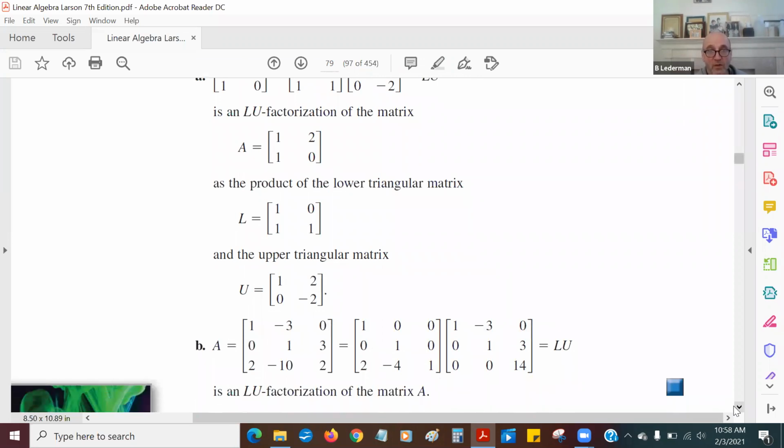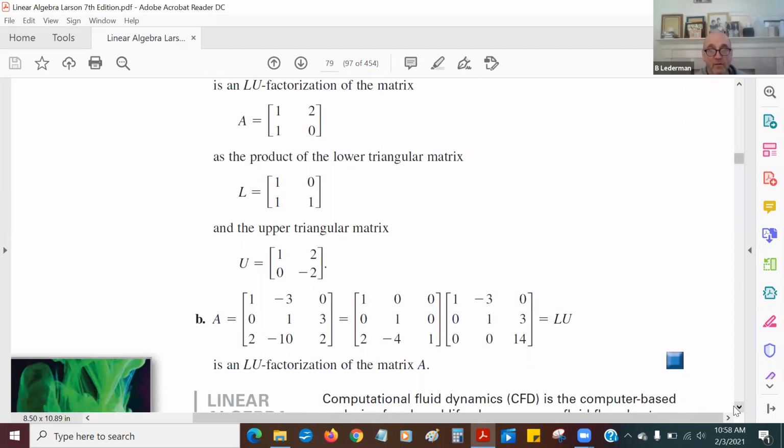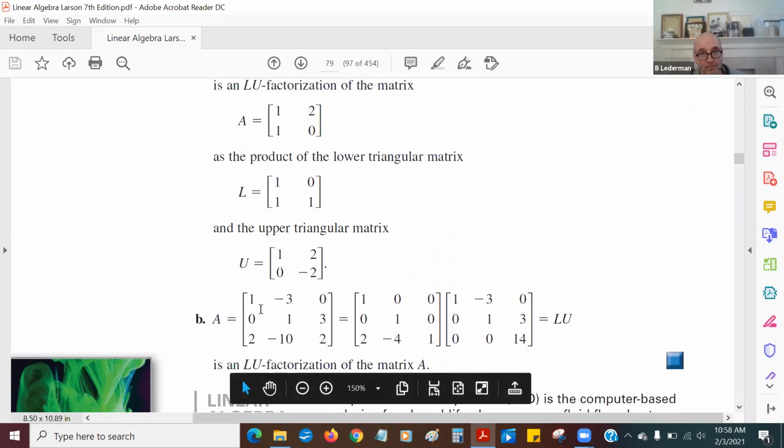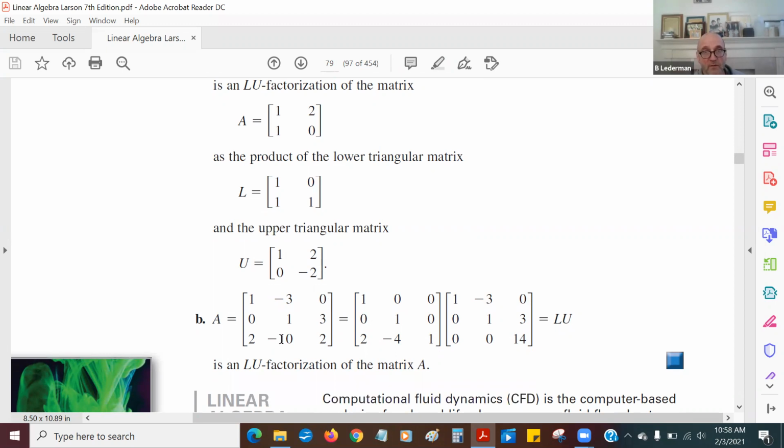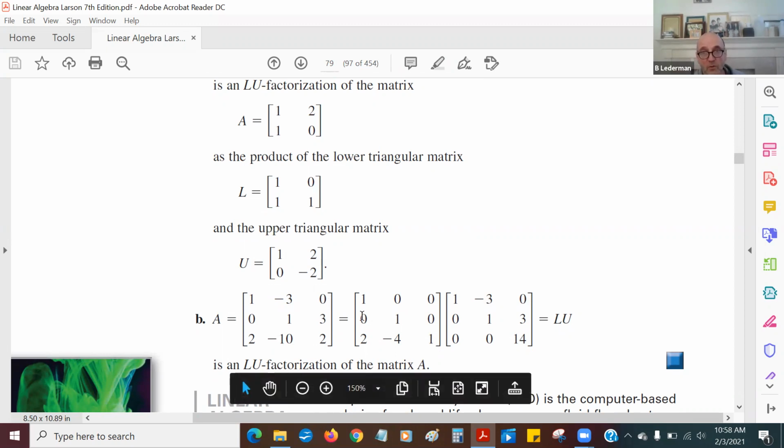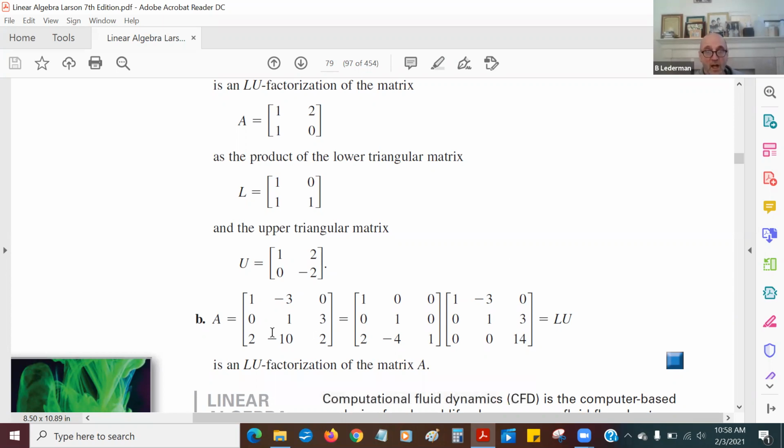Now here we have a 3 by 3. A is 1, negative 3, 0, 0, 1, 3, 2, negative 10, 2. Here we have a lower triangular because the non-zero numbers are all down here, and here we have an upper triangular because all the non-zero numbers are up here. So notice that A is equal to L times U. Again, I'd like you all to do this multiplication by hand.